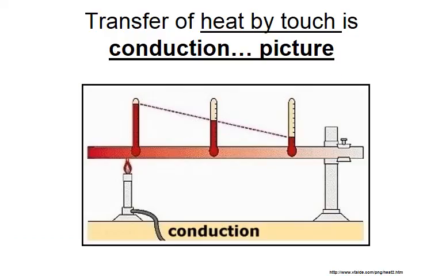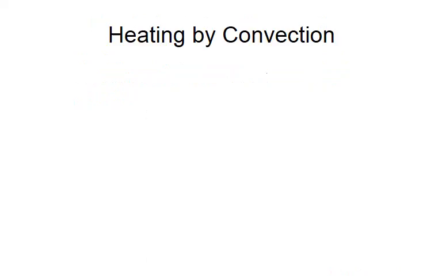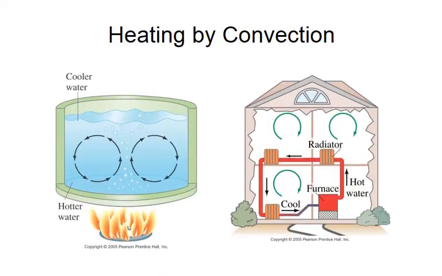Heat transfer by touch is conduction, right? So this is molecules banging into one another, and convection is the mass movement of molecules from one place to the other, and we see this in heating up water, or the thermal system of the water going through, or air moving through a building. And so we see that with convection.